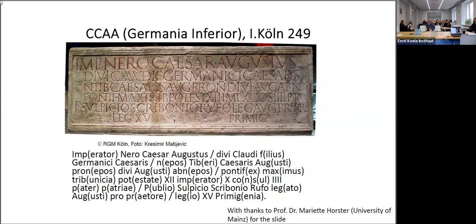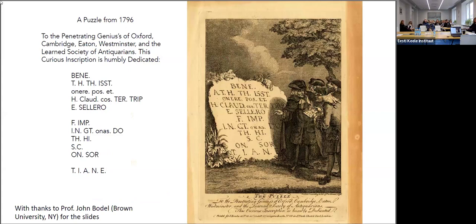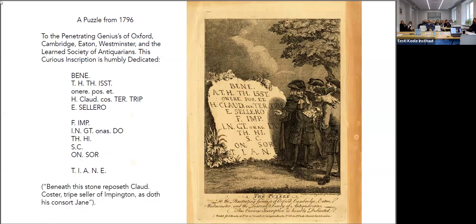And I couldn't resist putting this one in here. There's a satirical puzzle from 1796. It says: To the penetrating geniuses of Oxford, Cambridge, Eton, Westminster, and the Learned Society of Antiquarians, this curious inscription is humbly dedicated. Can you see what it reads? It says, actually, "Beneath the stone reposeth Claude Coster, tripe seller of Impington, as doth his consort Jane." So there are actually no abbreviations. There's just weird punctuation and word divisions.